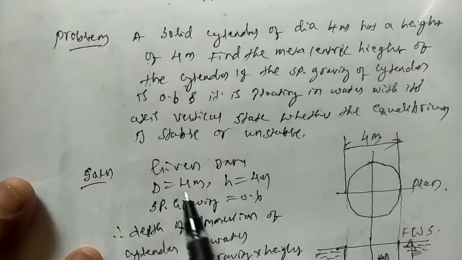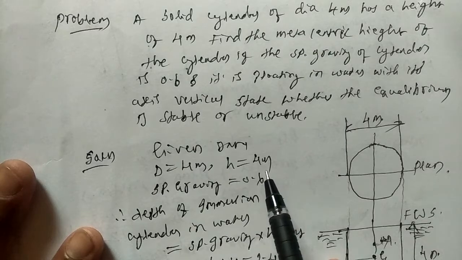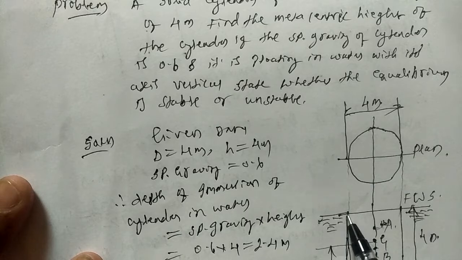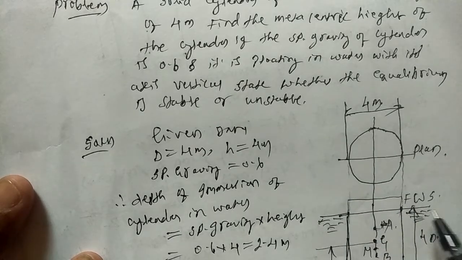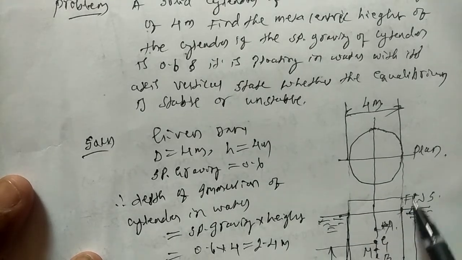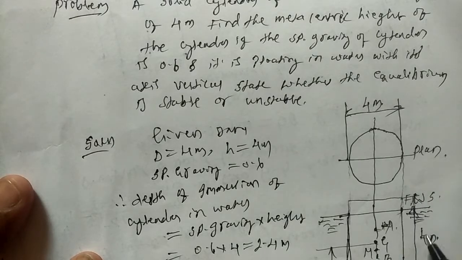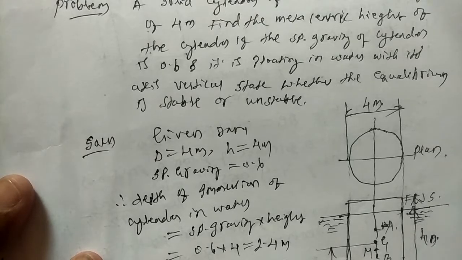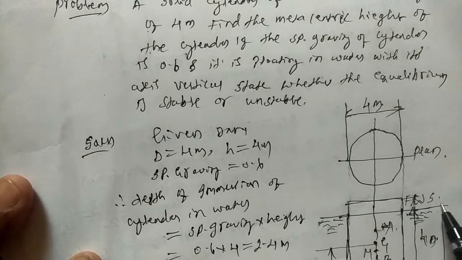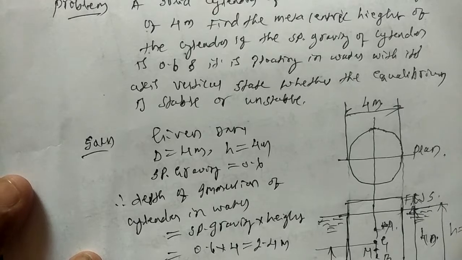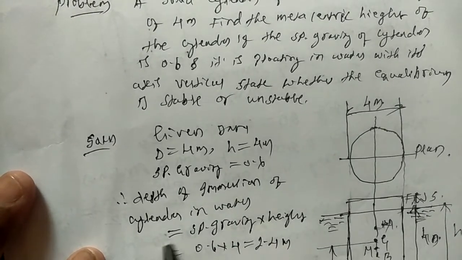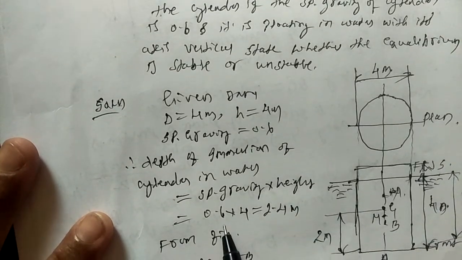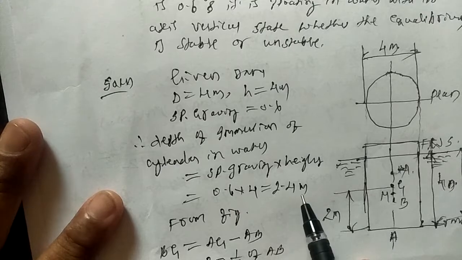Now let us come to the given data. Diameter is 4 meter, height is 4 meter, specific gravity 0.6. In order to find the depth of immersion in the body, the total height of the cylinder is 4 meter, but the depth of immersion we have to find out, that is h equals 2.4 meter. To find the depth of immersion, we multiply the specific gravity by the given height of the cylinder. According to that, 0.6 into 4 gives 2.4 meter.